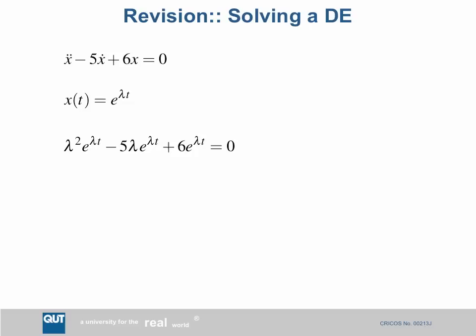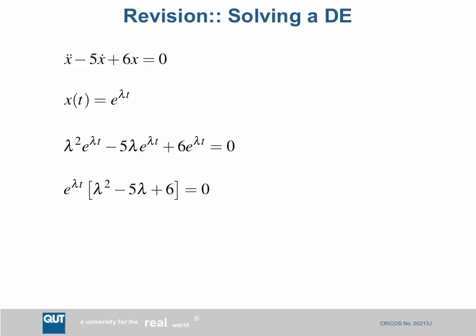And do the same thing for x dot, and also substitute x in there at the end. So we've got 6 e to the lambda t equal to 0. That's a bit interesting. And we can factor that. We can factor out e to the lambda t. So now we have this expression.